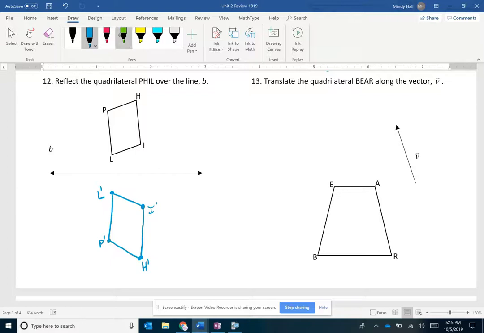So then for number 13, we are going to translate bear along the vector V. So remember with vectors, you are taking about that length for the vector and the direction of the vector and copying it. So it's almost like I copy and paste this arrow at the end of every single one. So if I keep this length and that angle, it'd be about there. So that point would give me my A prime.